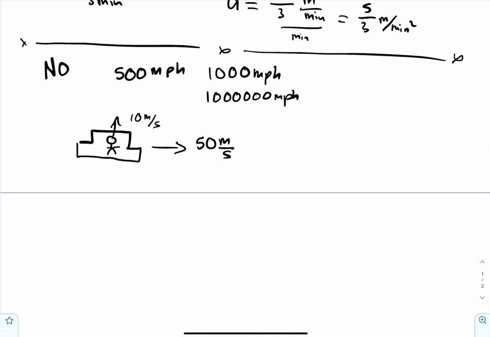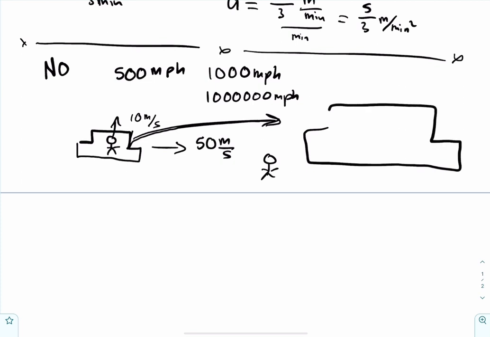A viewer who's not inside the car would see this person travel on a trajectory like this, where he went up 10 meters per second, but he's also traveling right at 50 meters per second. However, if I was in the car with you and I saw you jump, I would only see your velocity of 10 meters per second upward because I'm in the car with you traveling at 50 meters per second.